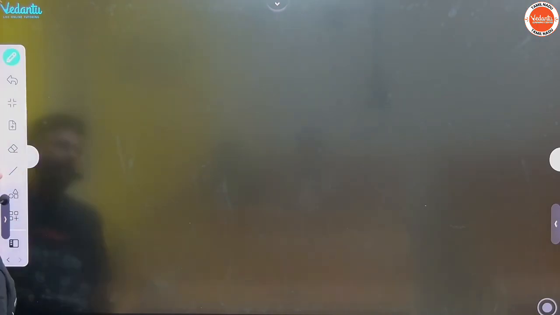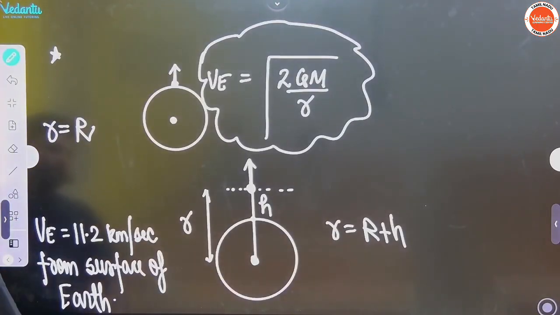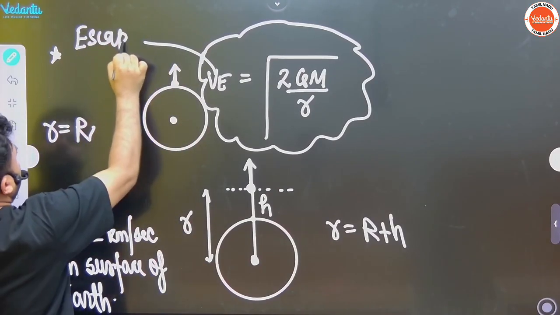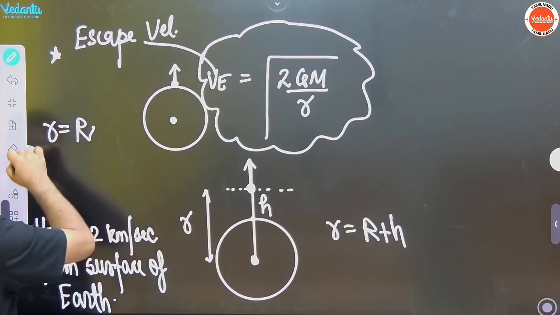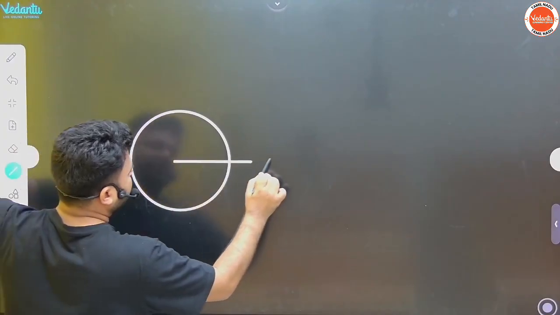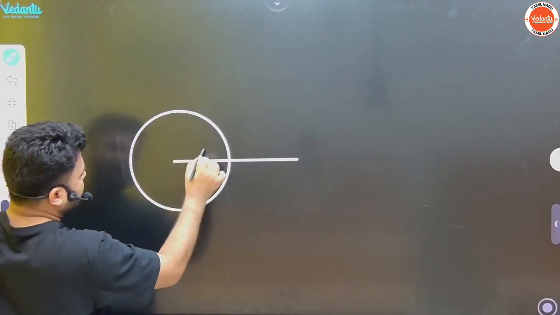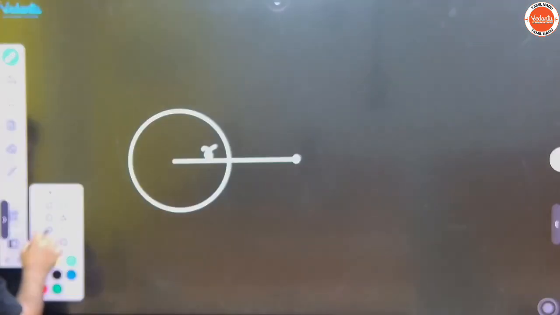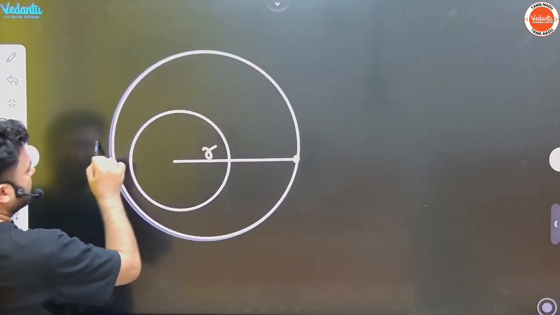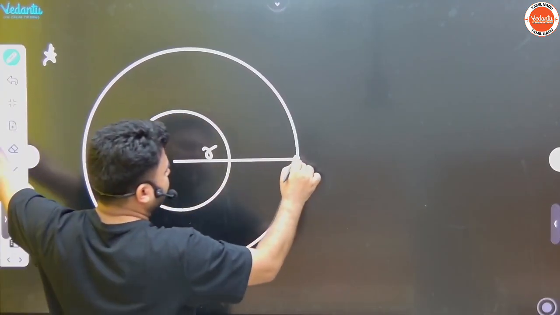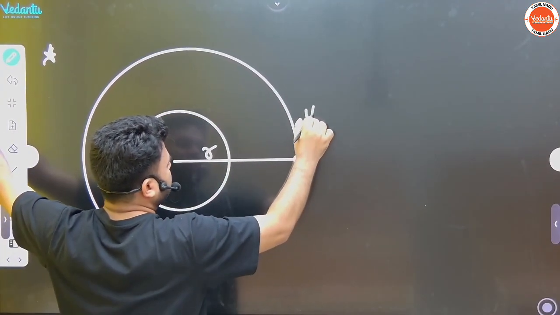Then we have orbital velocity. What was this? Escape velocity. Then we have orbital velocity. Suppose this is the earth, and from the center of the earth, at a distance small r, there is one satellite which is revolving around the earth. Then they ask, what is the speed of the satellite? Like suppose this is the orbital speed of the satellite.